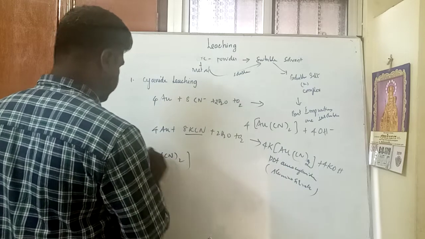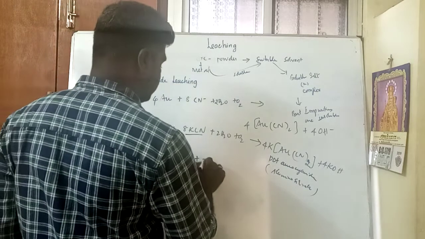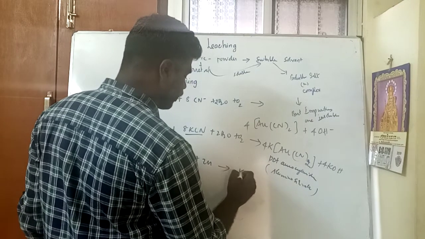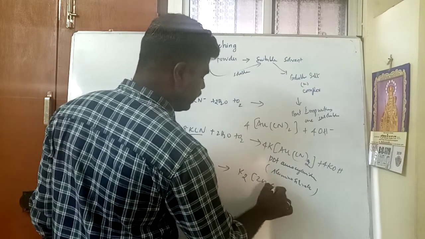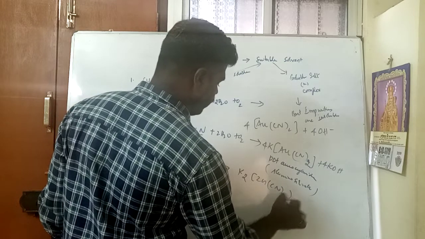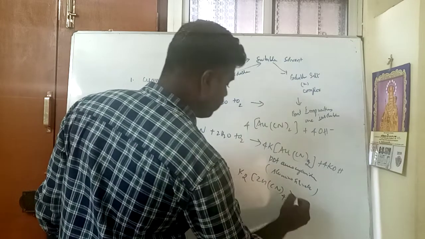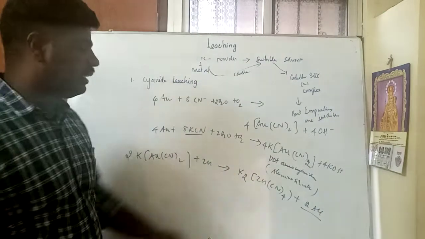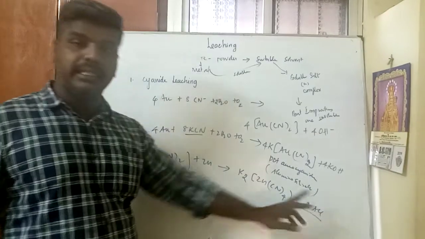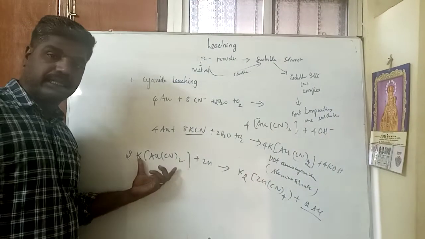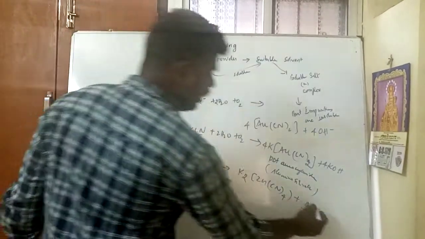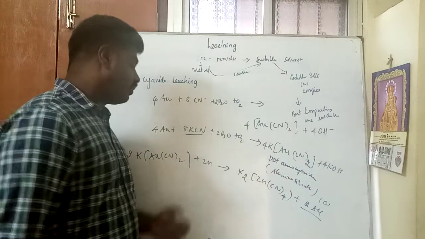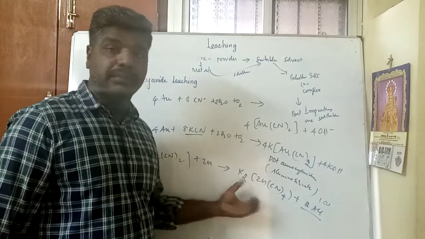For example, let me go through once again. KAu(CN)2 is reacted with the zinc dust, and it gives K2Zn(CN)4 plus 2Au. We get zinc complex, and gold is regenerated from the complex. Here, the gold has a zero oxidation state in elementary form. So this method is called the cementation method.